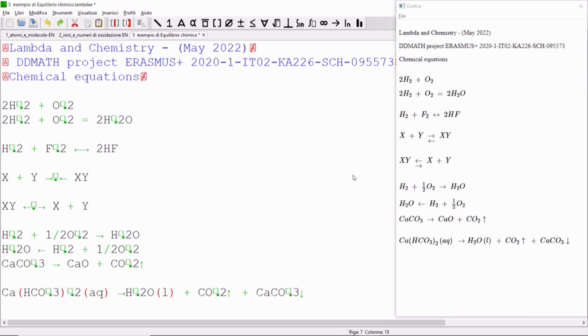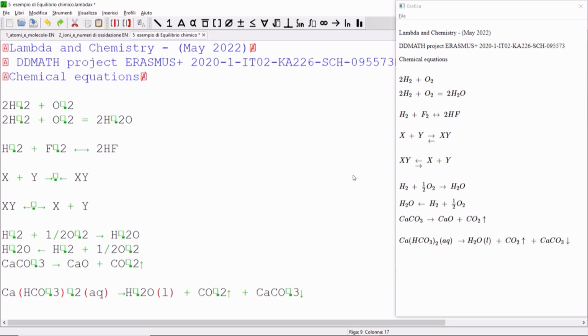For chemical equilibrium we insert a biunivocal arrow, necessary to indicate that the reaction is reversible. H subscript 2 space plus space F subscript 2 biunivocal arrow 2 HF.